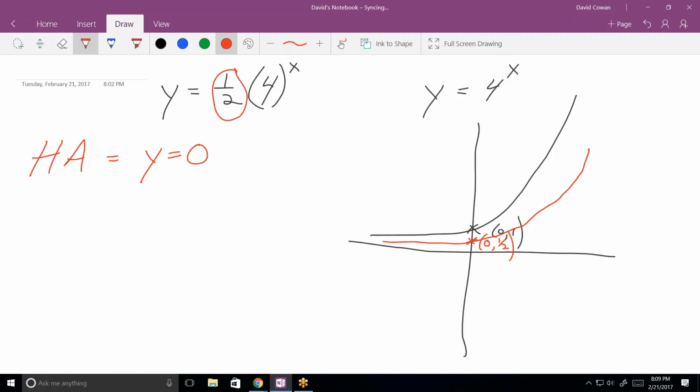Want a domain and range? Yep, so I think domain is always negative infinity to infinity. Mostly with exponential functions it is. In fact, it might be always, unless you get a more complicated one. What's the range? Is it 1/2 to infinity?